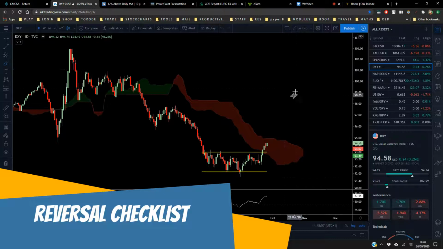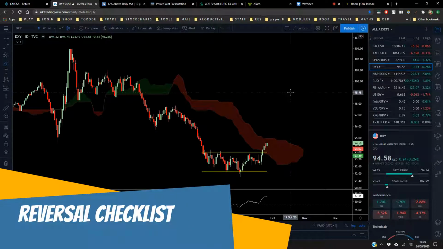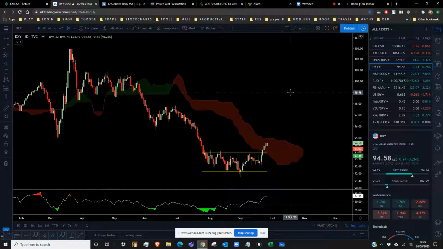Okay, the trend is about to reverse. How do I know when to get in, and how do I know that this is a new trend beginning? So I'm going to set some checklists that I'll have to look at. First of all, there has to be a downtrend. So this is a downtrend.